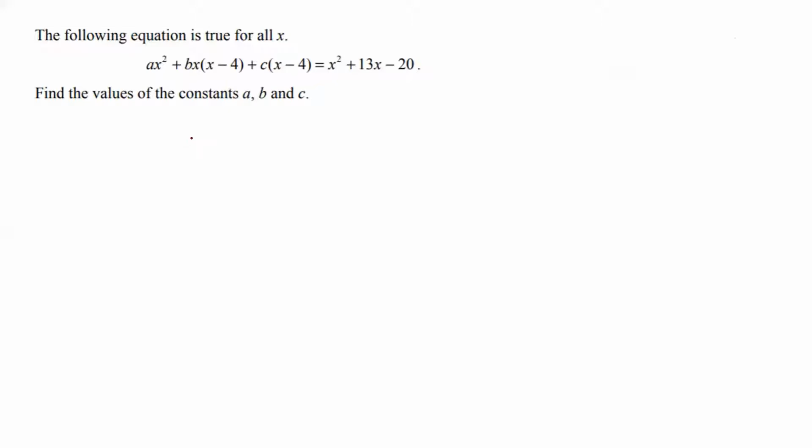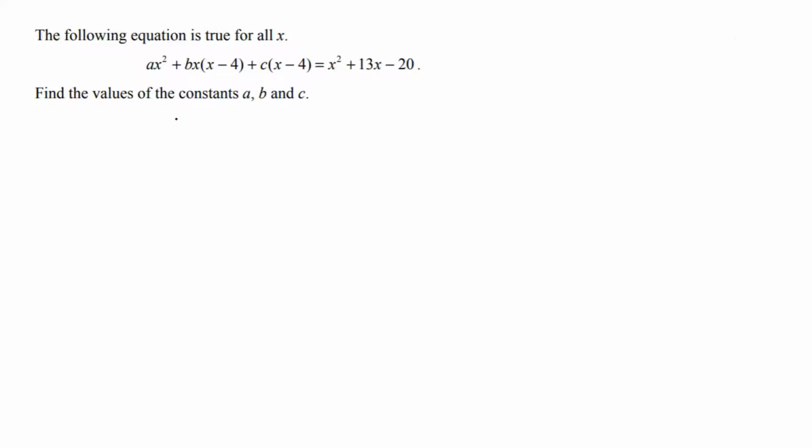I'm Tara and today we're going to be covering some algebra, some tricky algebra questions involving quadratic equations. So our question today is the following: the equation (ax squared + bx) multiplied by (x - 4) + c multiplied by (x - 4) is equal to x squared + 13x - 20, and it's true for all x. And it's our job to find the values of the constants a, b, and c.